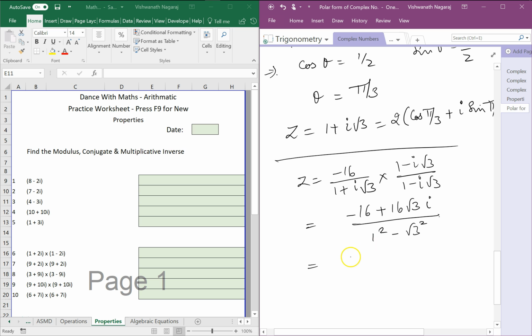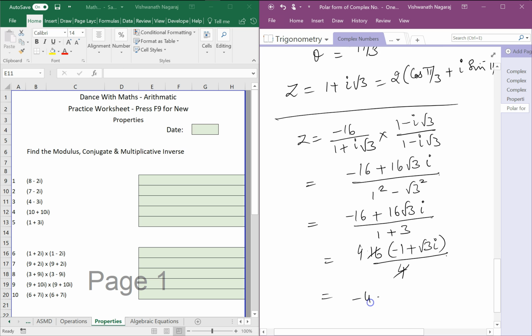So what will happen? -16 + 16√3 i divided by 1 + 3. Let's take common out. Let's not take minus out: -1 + √3 i, and the denominator becomes 4. So 4 fours, -4 + 4√3 i.